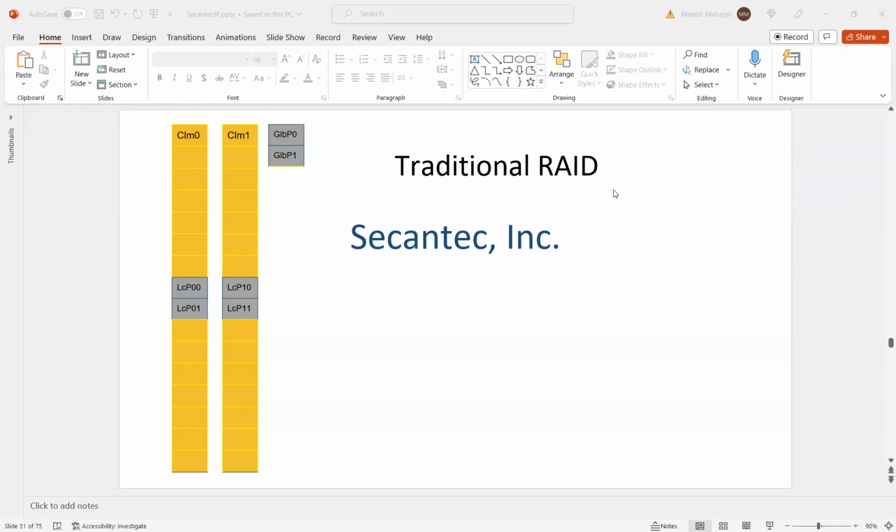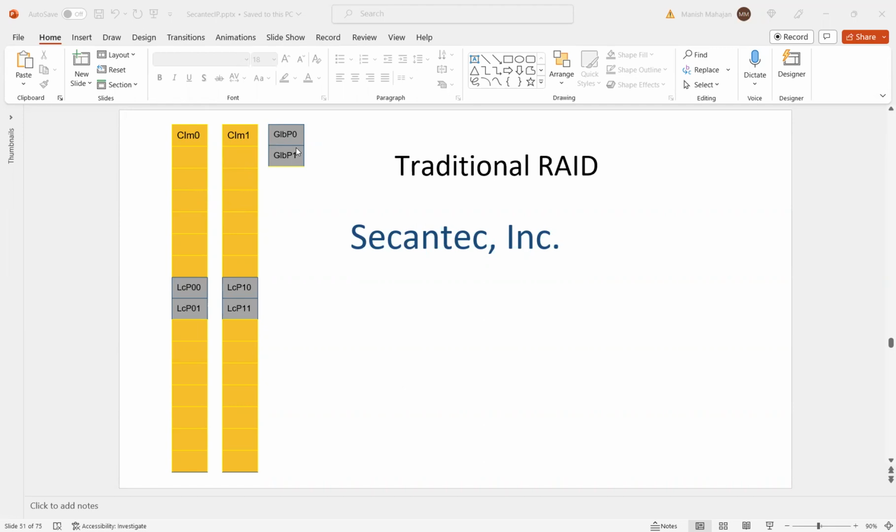Hi, this is a presentation for the RAID architecture using the Reed Solomon Erasure Code. Most of the traditional RAID structures are the ones shown in the slide. Most of them have a column 0 and a column 1, and to have protection against more than 2 drive failures on any of the columns, there are two global parities.